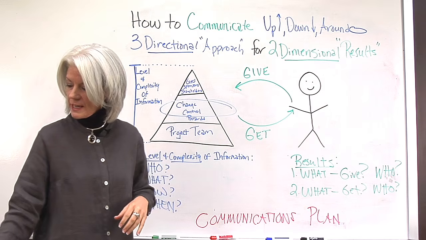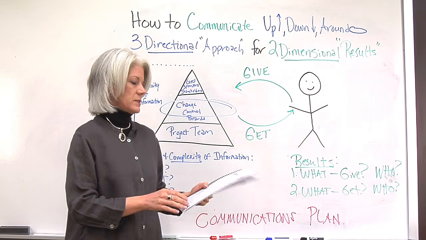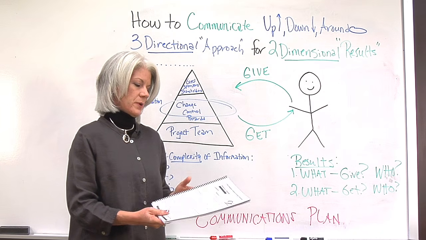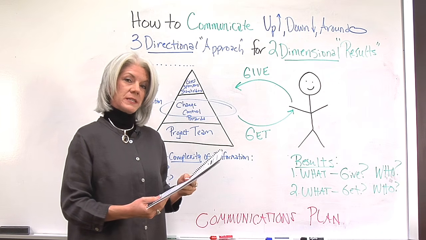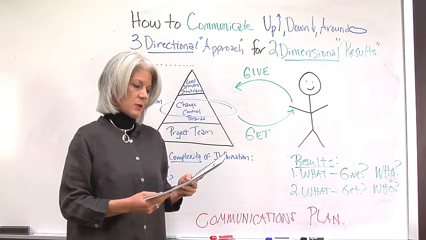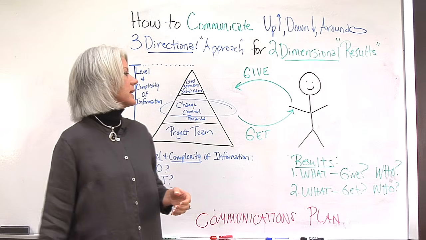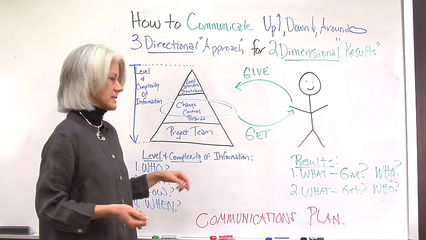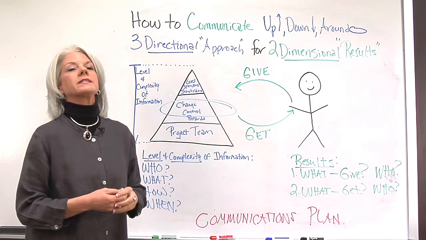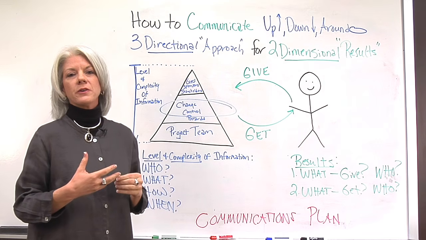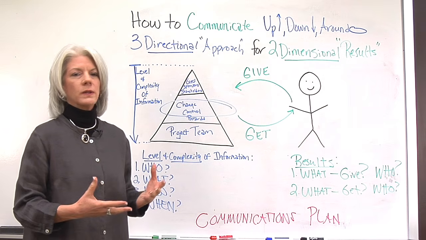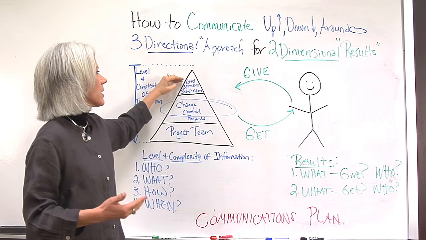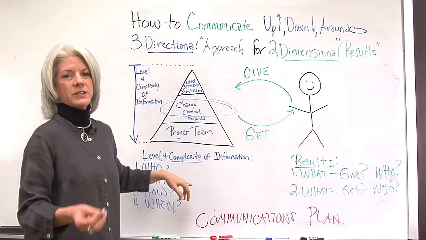So in the communications plan, I brought one. Here's the literal communications plan template. Hope you have one. If not, it's always good to have a template to use. But basically in the communications plan, this is the information that we have to define. The level and complexity. Who needs to know this information? What's their role? What level? So who is your audience? What information do they need?